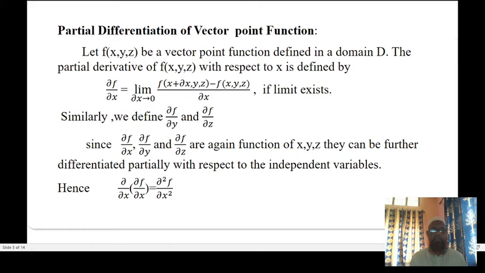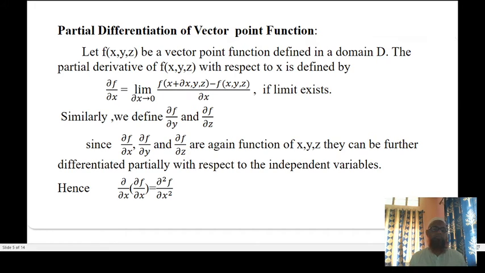Let f of x, y, z be a vector point function defined in a domain D. The partial derivative of f of x, y, z with respect to x is defined by dou f by dou x equal to limit delta x tends to 0 of f of x plus delta x, y, z minus f of x, y, z divided by delta x, if the limit exists.